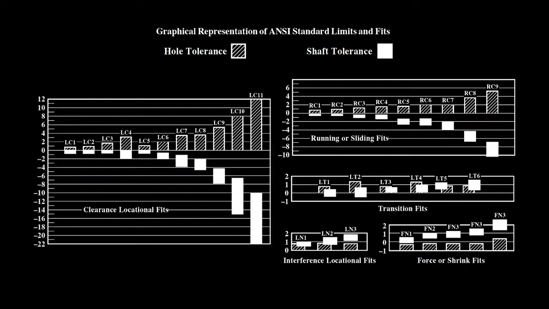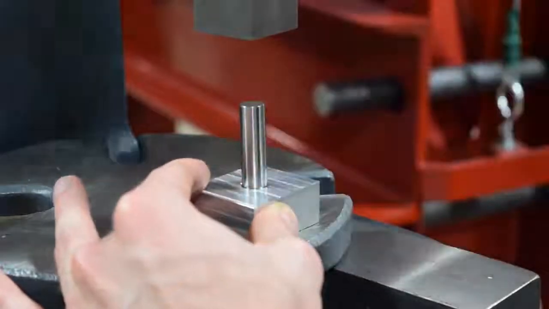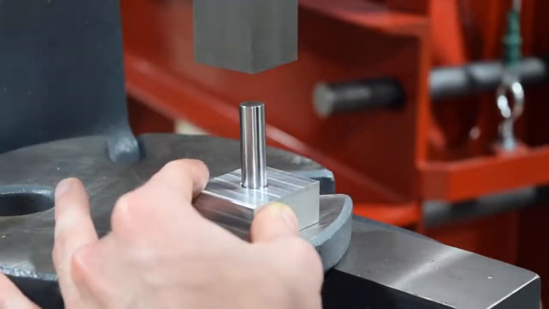The tolerance required for the LT3 fit are about the same as the RC3, but the range of the shaft has been shifted so that there is a slight amount of interference. If we add a bit more interference, we create what's called a force fit or a press fit. These fits usually require a press to assemble and are intended to be a permanent connection.